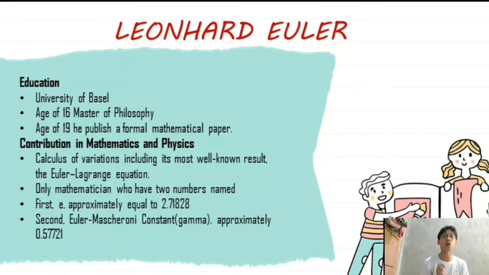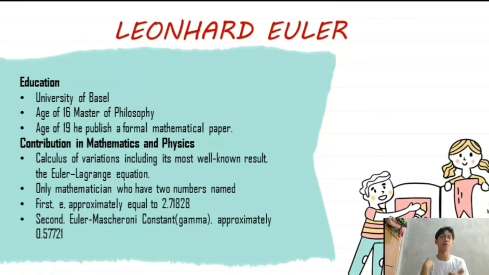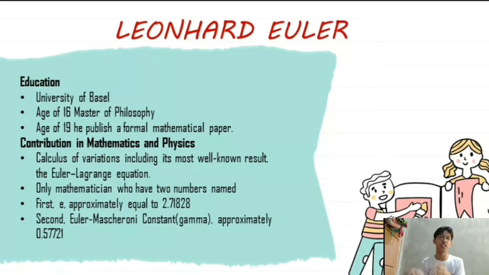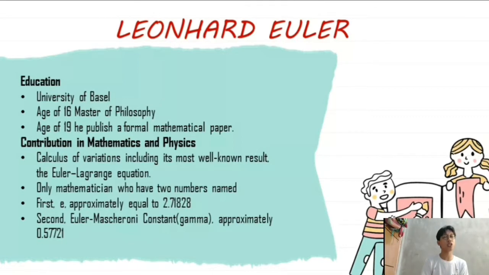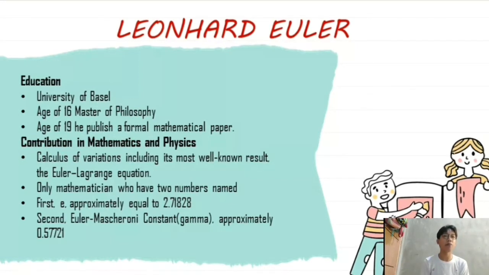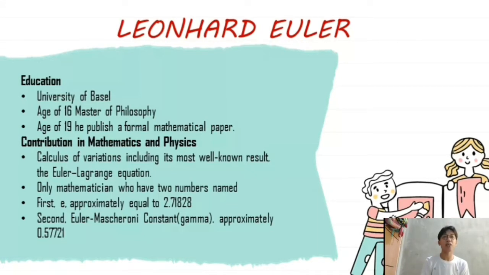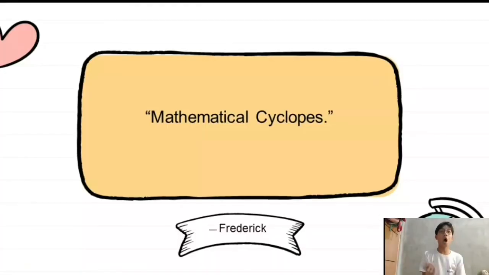Calculus operation, including its most well-known result, the Euler equation, has something to do with the field of mathematics and engineering. It is because he studied the relations of prime numbers and the equation that has a relation. In fact, he's the only mathematician who has two numbers named after him. First, the italic e, also known as the natural base of the logarithm, that is approximately equal to 2.71828, and that 2.71828 is an irrational number by the characteristic that it's not repeating and it's infinite. Second, the Euler constant, or gamma, which is approximately 0.57712.